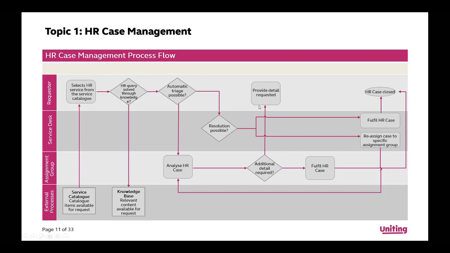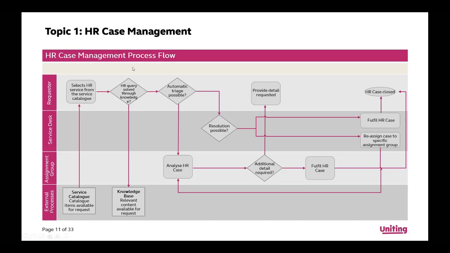The process flow, sorry for that. The process flow looks a bit complicated here, but it's not so. This is because there are different swim diagrams depending on what work the requester, the service desk, the assignment group, and the external processes are doing. But generally speaking, once the end user selects a category and an item from an HR catalog in the front end, a query is created.